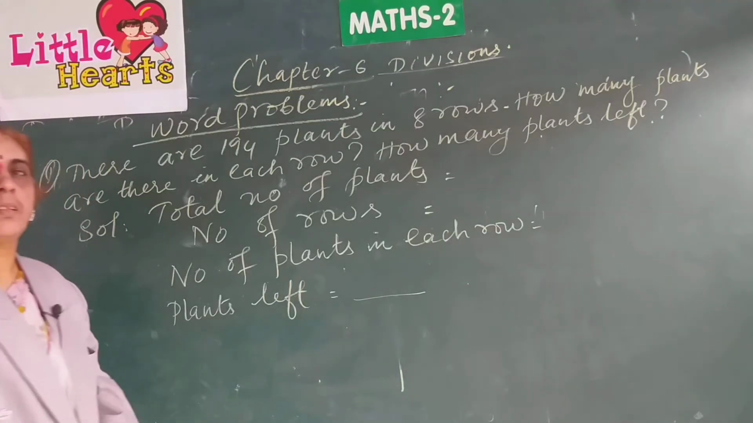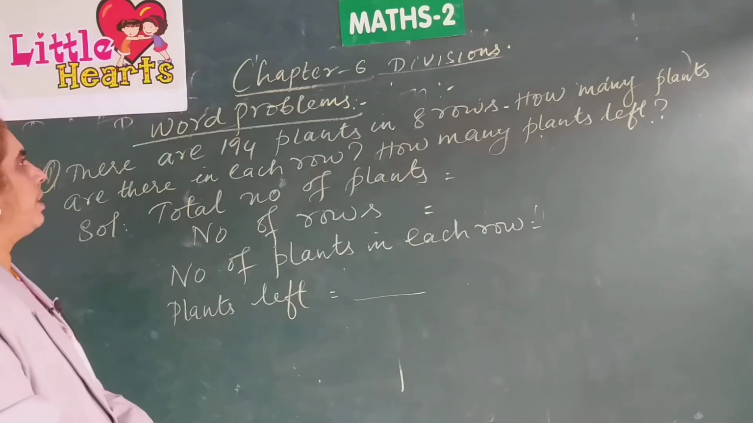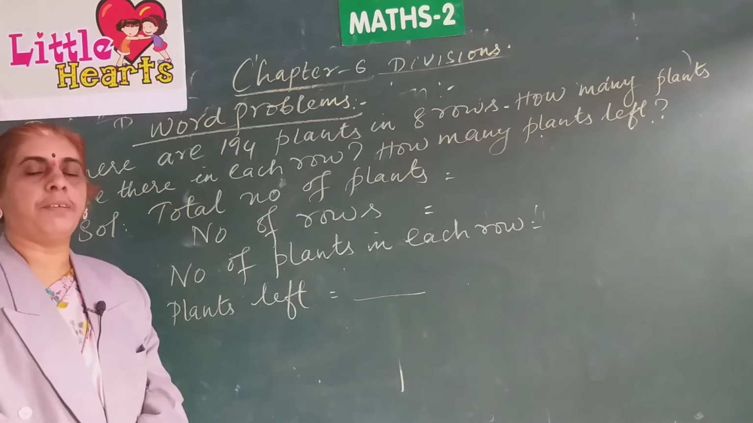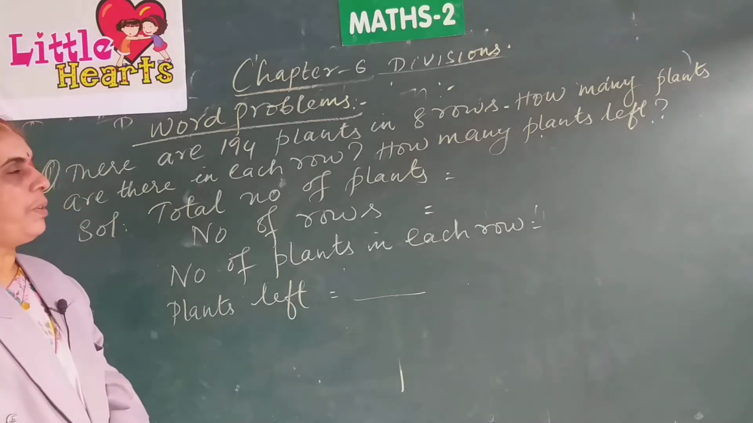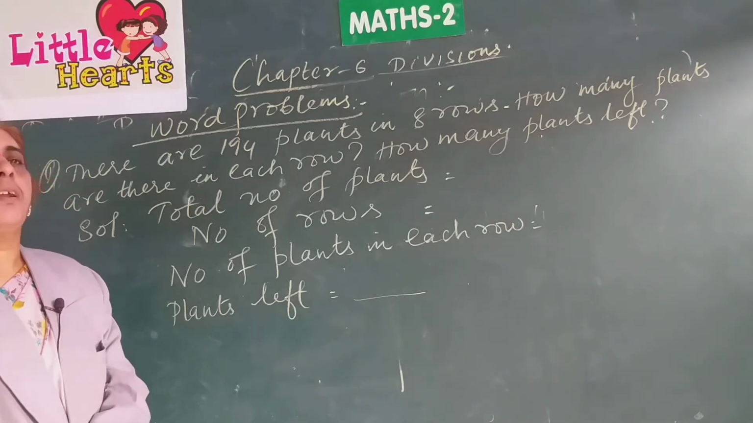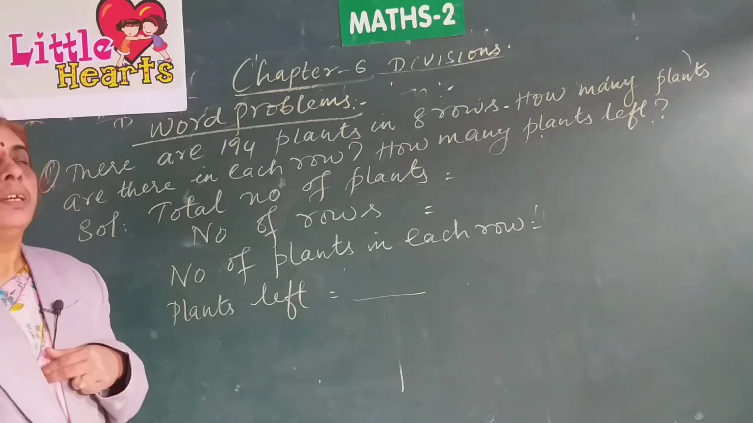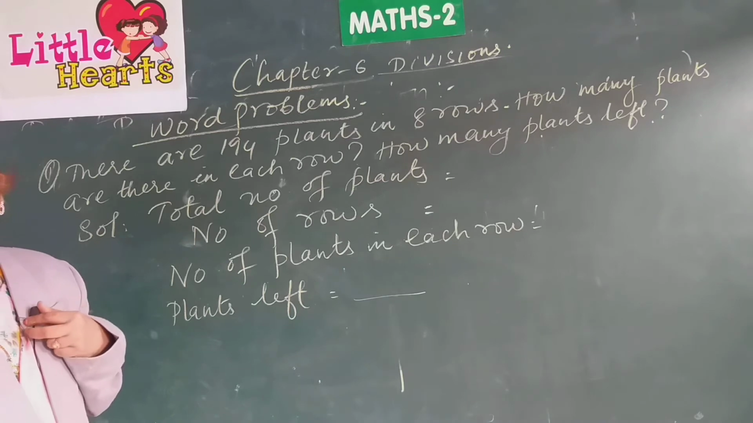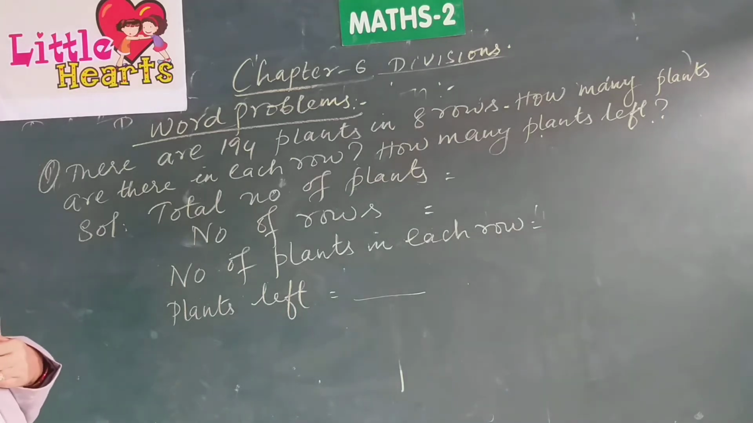Yes, children, these are word problems on divisions. So how do you identify that the problem is on division? We ask how many are there in each group, or how many groups can be formed? In this way, we identify that it is a problem on division.